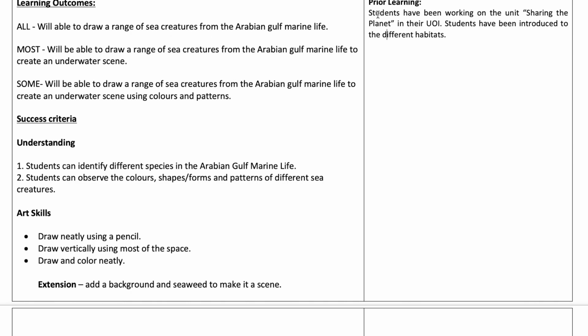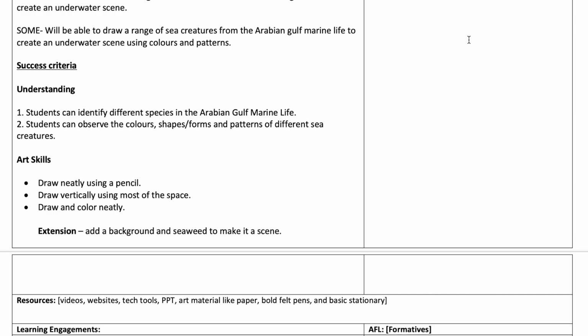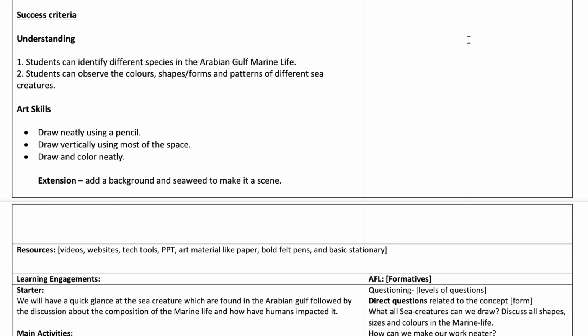Then you always focus on the prior learning before you start the lesson. Every time a student always knows something about the topic. So how are you addressing that prior learning? Your prior learning is basically your point A of the lesson. Students have been working on the unit Sharing the Planet. In their unit of inquiry, students have been introduced to the different habitats. So students already know whether marine life exists and what kind of marine life exists, etc. So that's their start point. And this is a basic lesson plan that I'm showing you. You can obviously tweak it further, use it further as per your requirement and your classroom requirements.